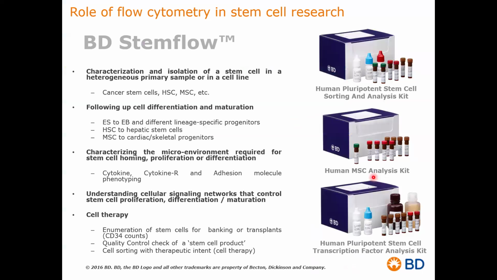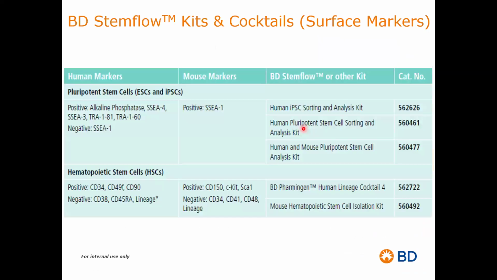There are kits for stem cells by BD. You can do multiple analyses, for example cancer stem cells, hematopoietic stem cells, mesenchymal stem cells, and multiple stem cell kits are available in the market by BD, which you can use for your stem cell analysis. These are the kits for pluripotent and for hematopoietic stem cells. They have different positive and negative markers to differentiate whether you have a particular stem cell or not.